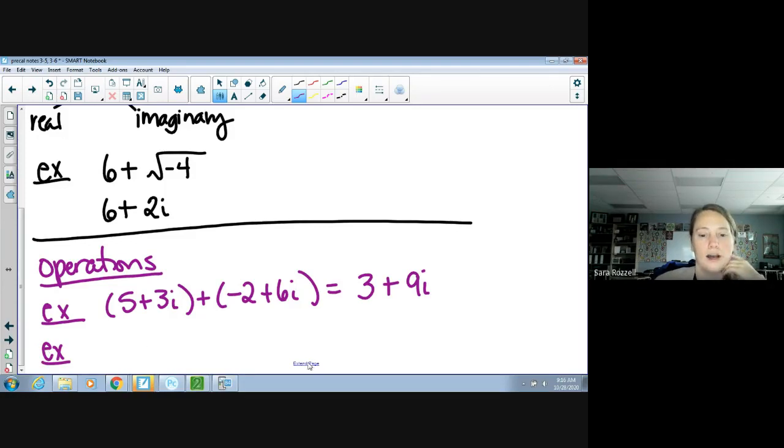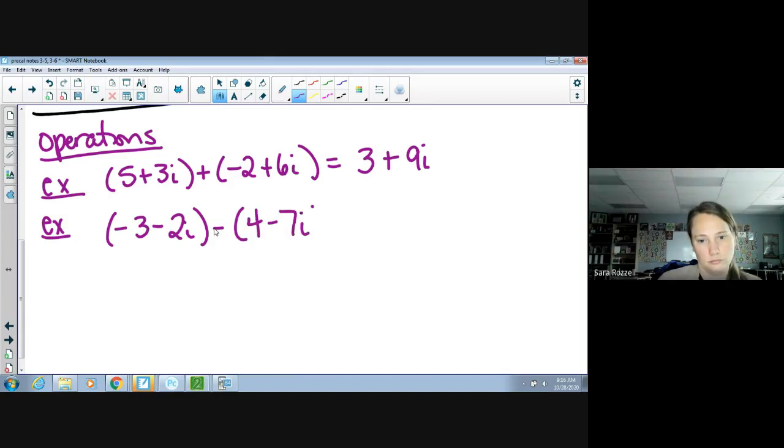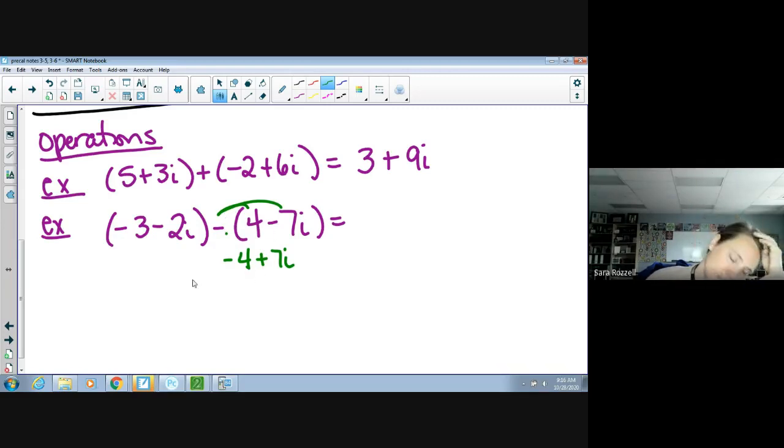I'll show you a subtraction problem as well. If somebody was going to miss one of these operation ones, it always ends up being the subtraction because they'll forget to distribute their negative at the end. So we have -3 minus 2i minus 4 minus 7i. When you have a negative in front of the parentheses, it has to be applied to everything after it. So really this ends up being -4 and then that turns into a plus 7i. Nothing changes in the first set.